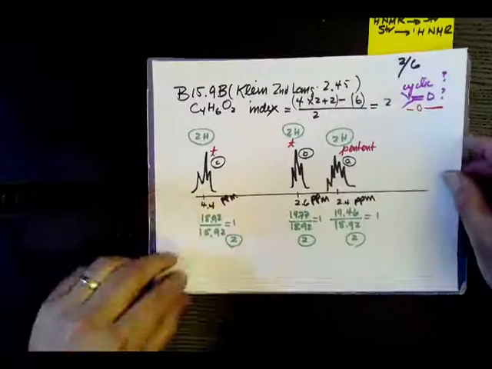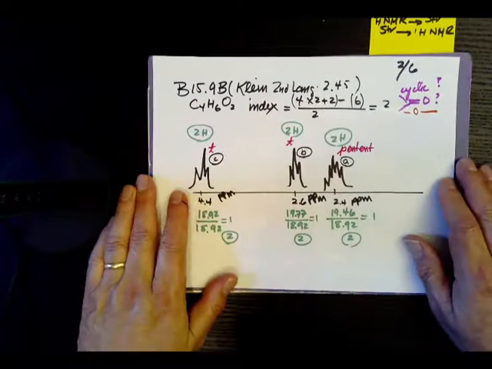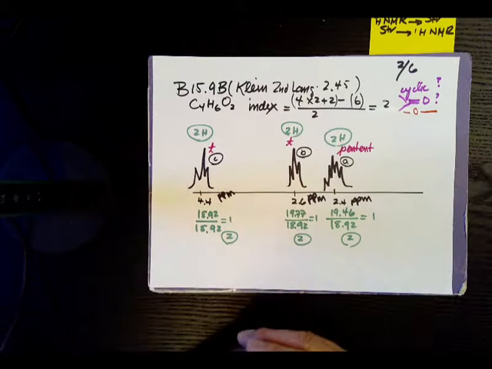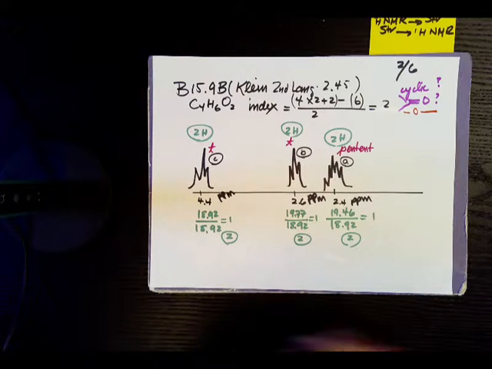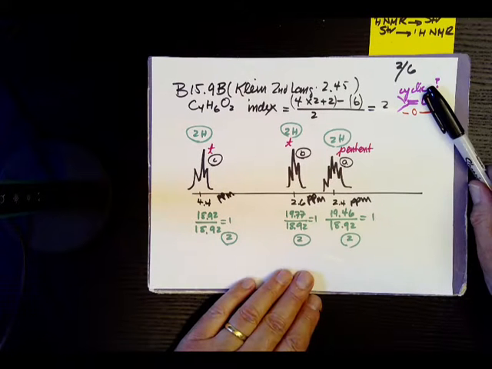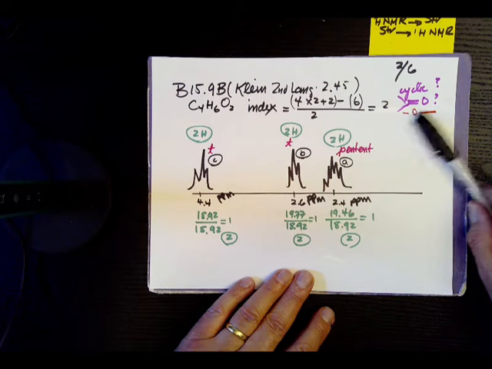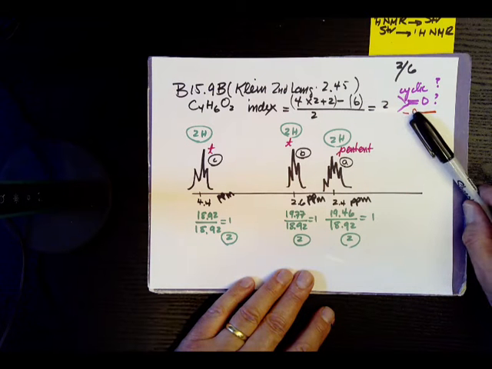But before doing the structure, we need to look at the splitting, and from the splitting, we can have a good idea of what's going on. Again, the index is 2. So we have a cyclic, and most likely a C double bond O counts for 1, and the O which doesn't really count anything.